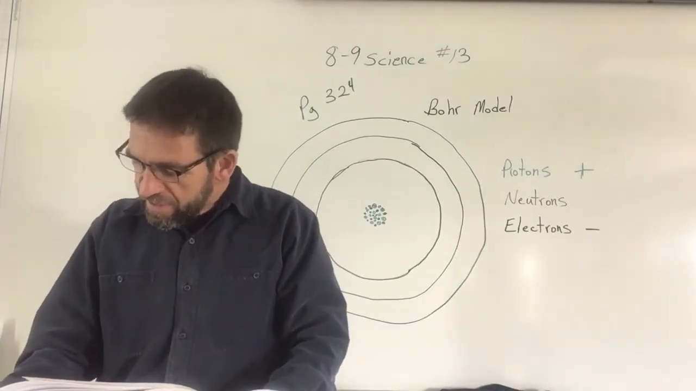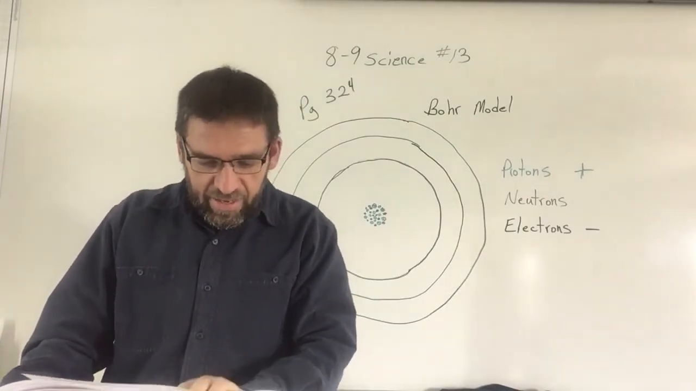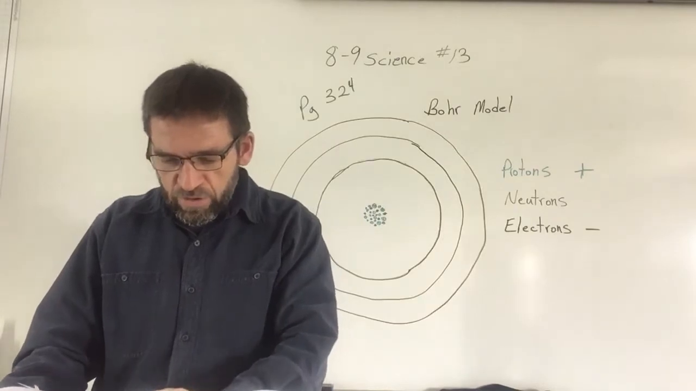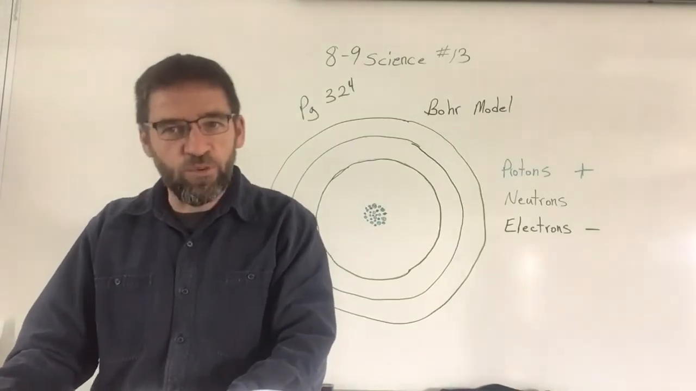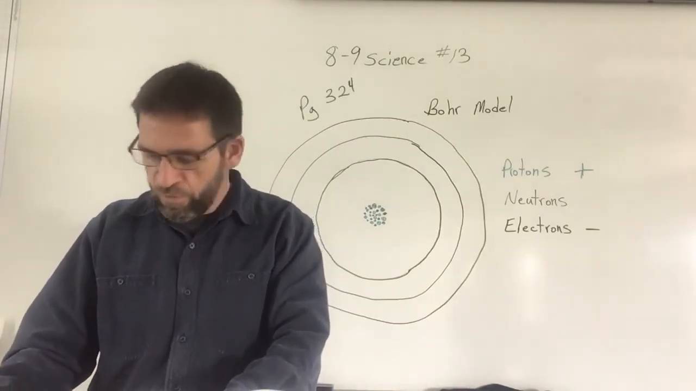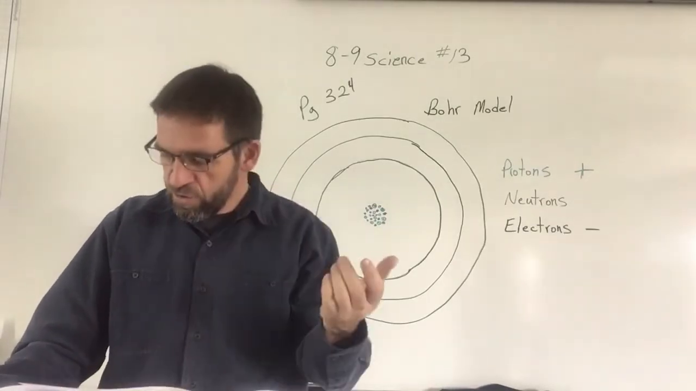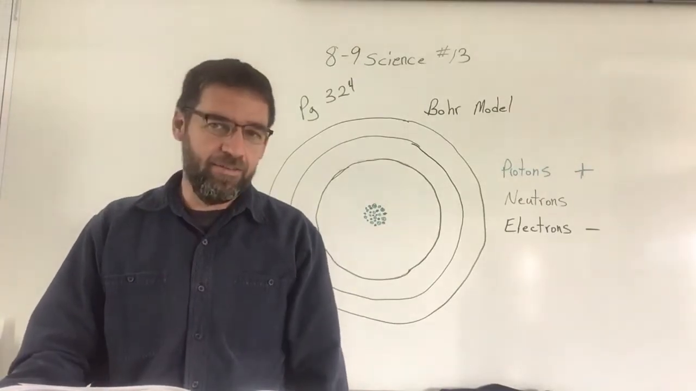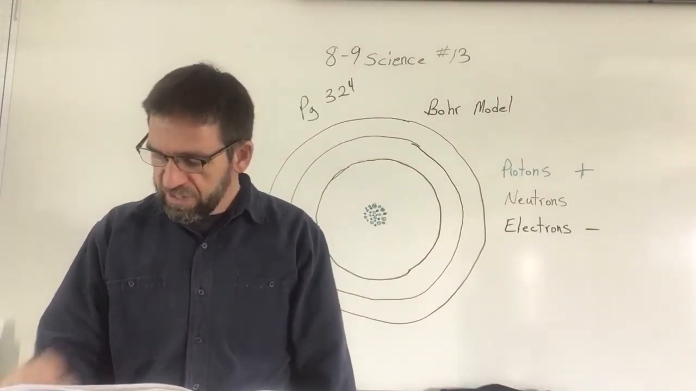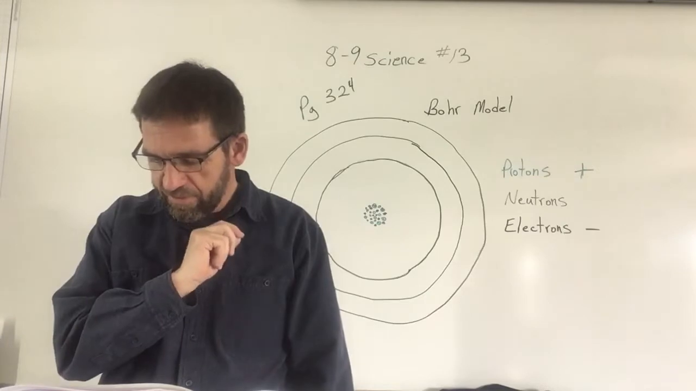Number 6 asks, an atom's atomic number is 34. How many protons and electrons does it have? 34 and 34. 34 protons, 34 electrons. What is the symbol? Now you have to look at your chart, and the symbol should be Se. So 6 is 34 and 34, and Se.